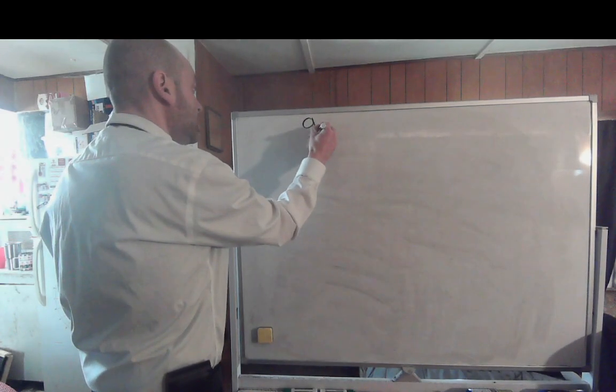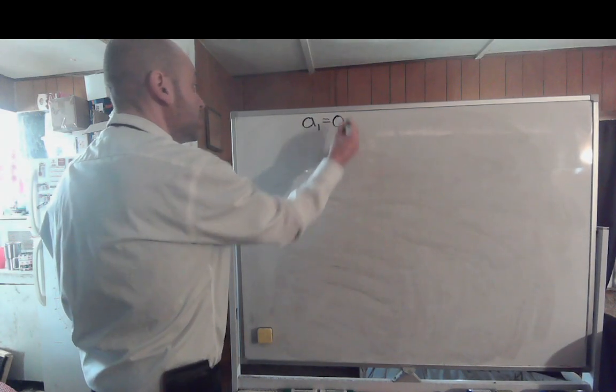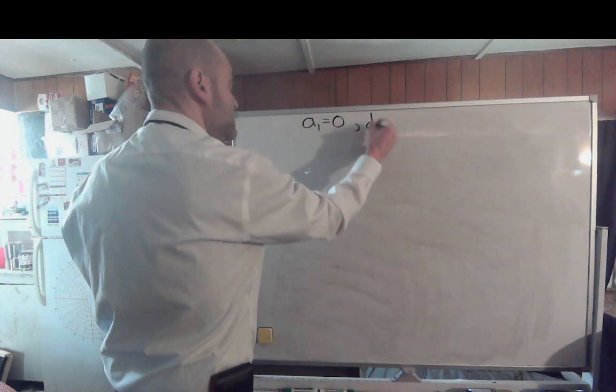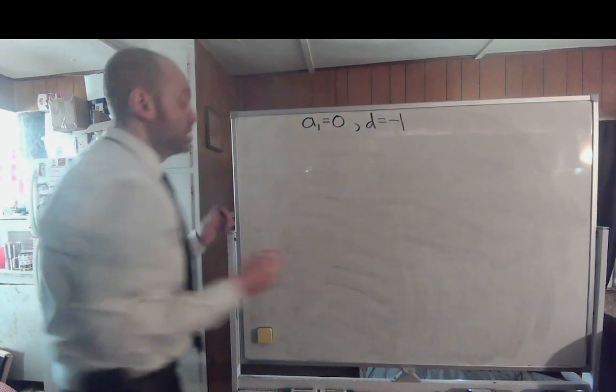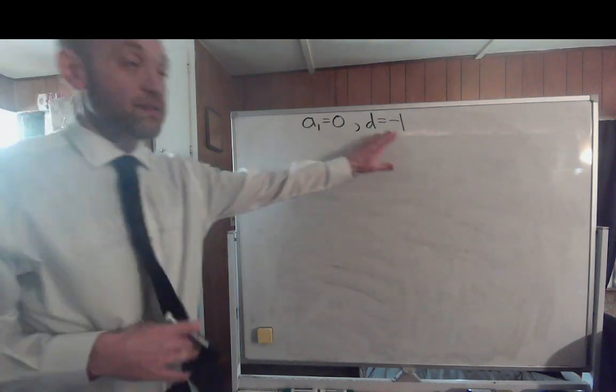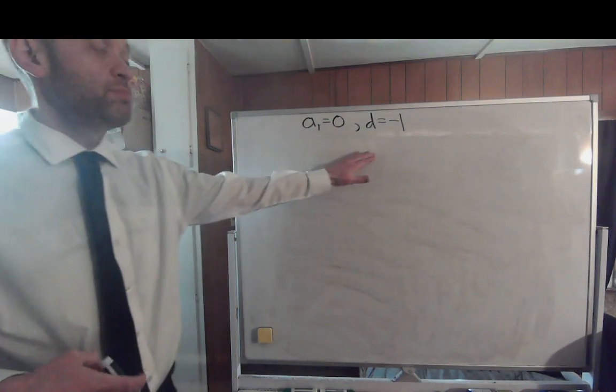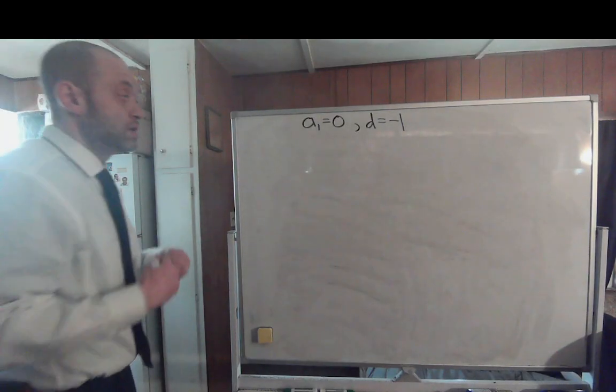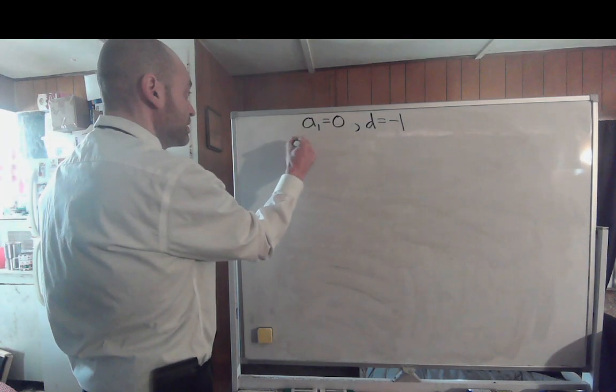A sub 1 equals 0. Your common difference is negative 1. So you have a common difference, so that means this is an arithmetic sequence. So let's find the explicit formula first.